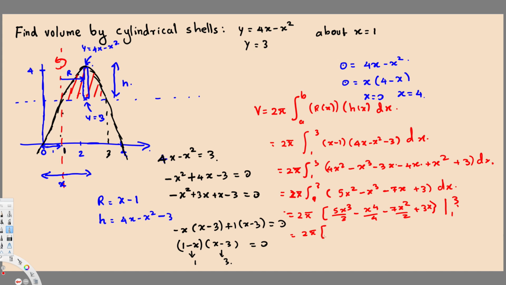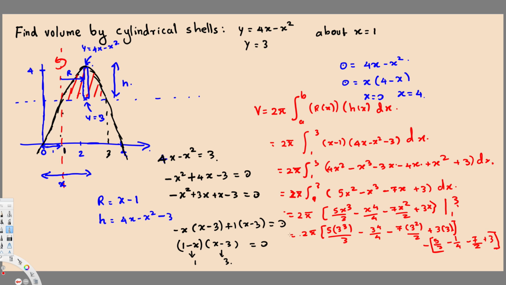2π times 5 times 3 cubed divided by 3, minus x to the power 4, that's 3 to the power 4 divided by 4, minus 7 times 3 squared over 2 plus 3x, so 3 times 3. And the next one is going to be just minus 1 times all of this, so we can just write the value without x, so that's going to be the same as that. So that's going to be 5 over 3 minus 1 over 4 minus 7 over 2 plus 3, right? So this is the other side.